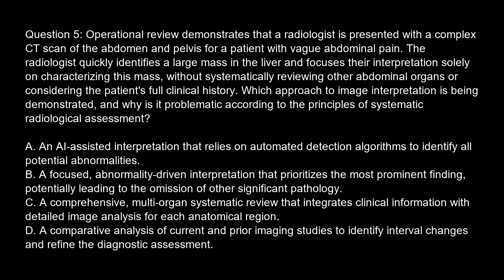Option A. An AI-assisted interpretation that relies on automated detection algorithms to identify all potential abnormalities. Option B. A focused, abnormality-driven interpretation that prioritizes the most prominent finding, potentially leading to the omission of other significant pathology. Option C. A comprehensive, multi-organ systematic review that integrates clinical information with detailed image analysis for each anatomical region. Option D. A comparative analysis of current and prior imaging studies to identify interval changes and refine the diagnostic assessment.